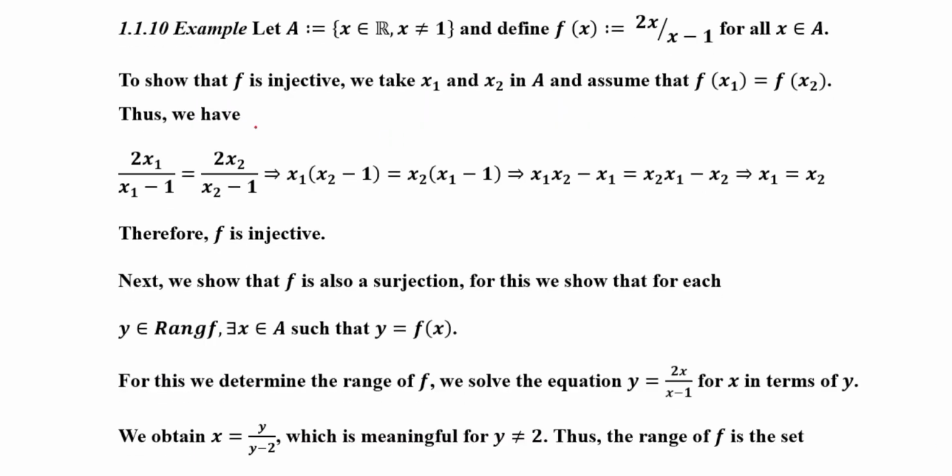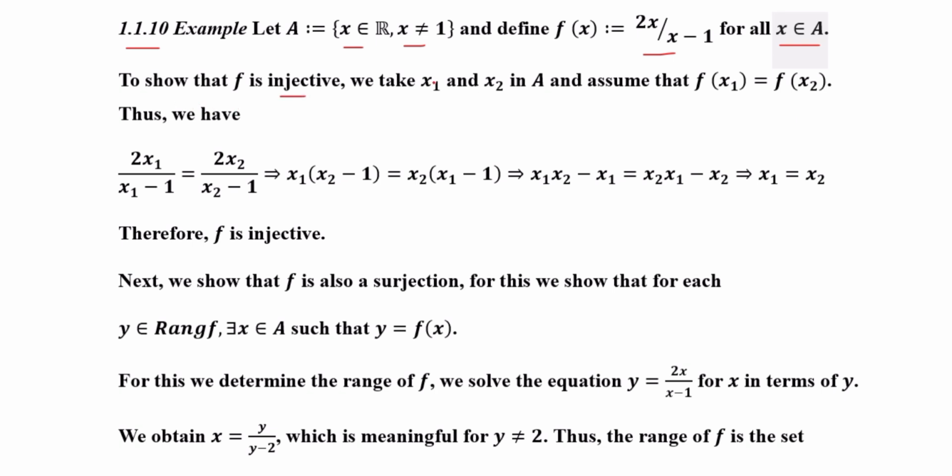Next, we discuss an important example available in your textbook, example 1.1.10. Given set A is x belongs to R except x is equal to 1. Meaning to say your set A is the set of all those real numbers which are not equal to 1, and f is defined by the function 2x over x minus 1 for all x belonging to A. We show that f is an injective function.